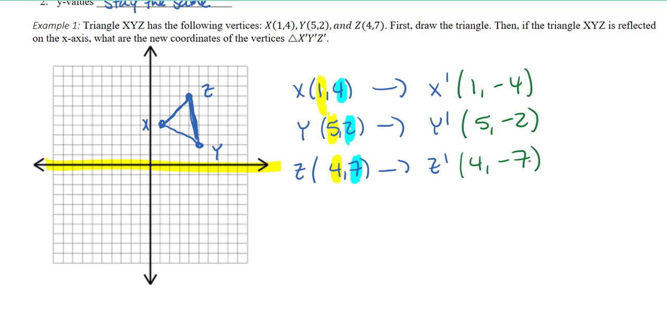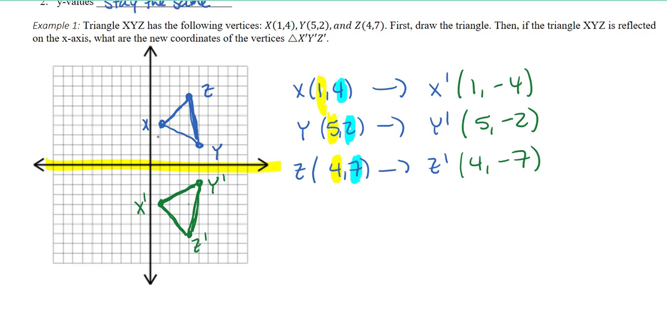So let's go ahead and draw this out. So X prime is (1, -4). So 2, 3, 4. Then we have Y, which is 5 and 2, so a -2. So we go there. And then (4, -7) for our Z prime. So 4, 2, 3, 4, 5, 6, 7. So you can see if we were just to fold it on this line, they would be aligned to each other. So we get our Y prime, Z prime, X prime.